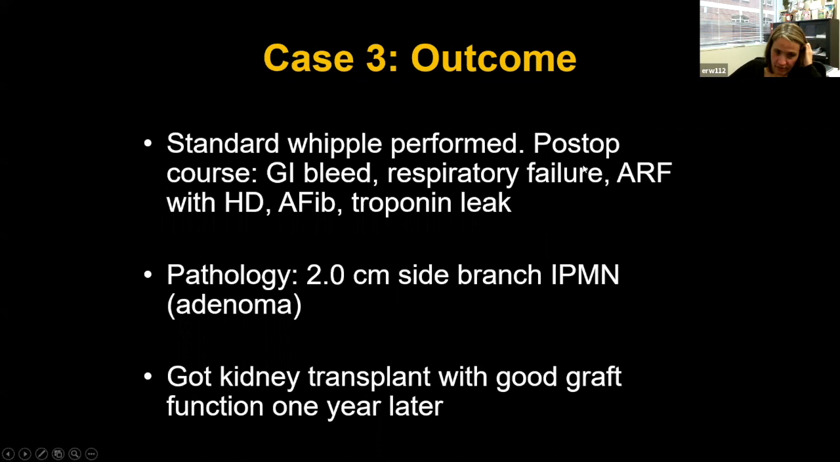So after a lot of discussion, this is at my previous institution, between the transplant team and the HPB team, they decided to remove this lesion and he underwent a Whipple procedure. His post-op course was not great, but not terrible. He had issues that were expected, and the pathology revealed a 2-centimeter side branch IPMN that did not have any evidence of high-grade dysplasia and had at most low-grade dysplasia. He recovered and was able to receive his kidney transplant about 1 year later.